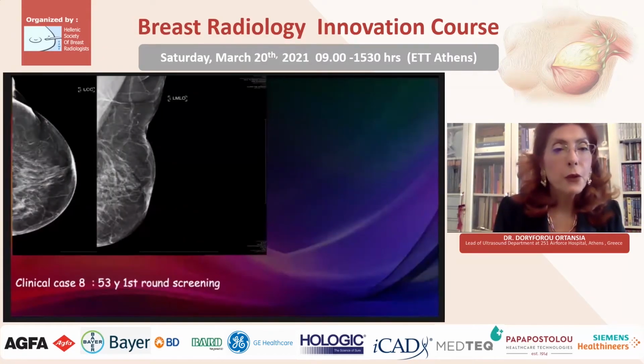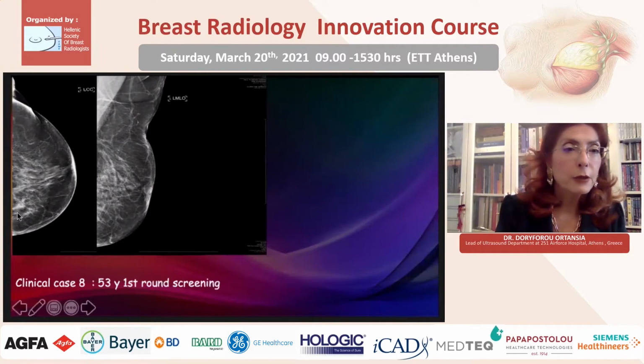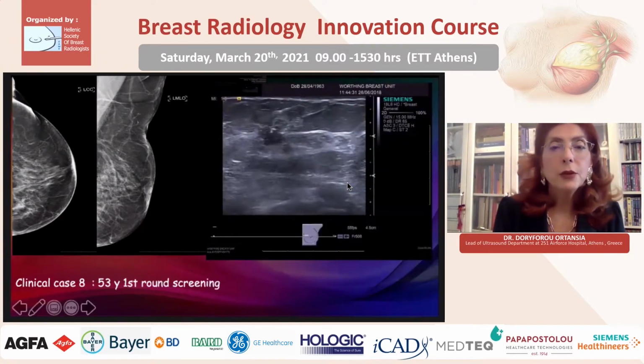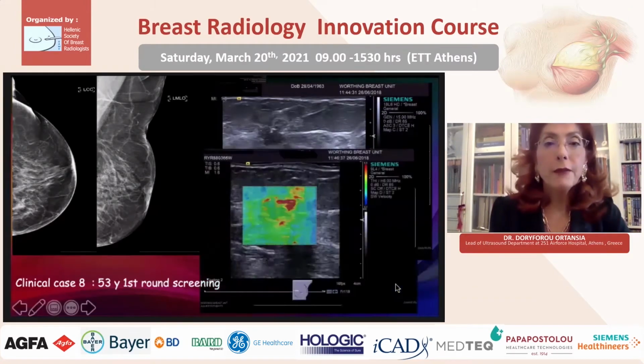Another case from the UK, first round, 53-year-old lady, barely seen asymmetry on the medial part of the right breast, and on ultrasound, very easy to report malignancy. What is the role of shear wave? Very enhancing our decision to biopsy. And it was an invasive ductal cancer.